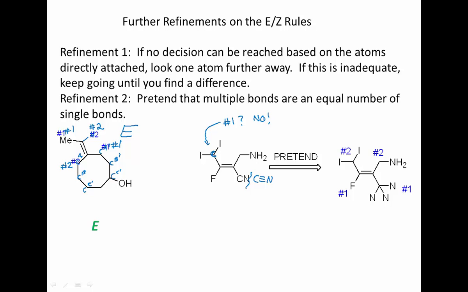Because iodines are quite heavy, but remember, it's the atom, not the group. So the fact that this is just carbon competing with fluorine, and fluorine is winning. On the other side, we have carbon directly attached in both substituents in the top and bottom, but the one on the bottom has 3 nitrogens attached to that carbon. Technically, the other carbon only has 1 nitrogen, so the bottom carbon is going to be number 1, and this is going to be number 2, and thus this becomes the Z isomer.